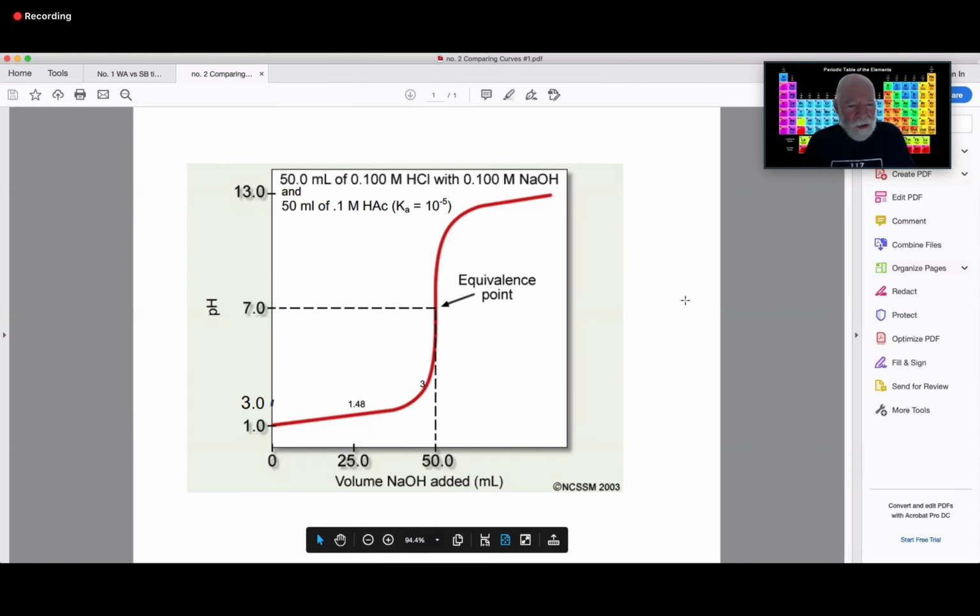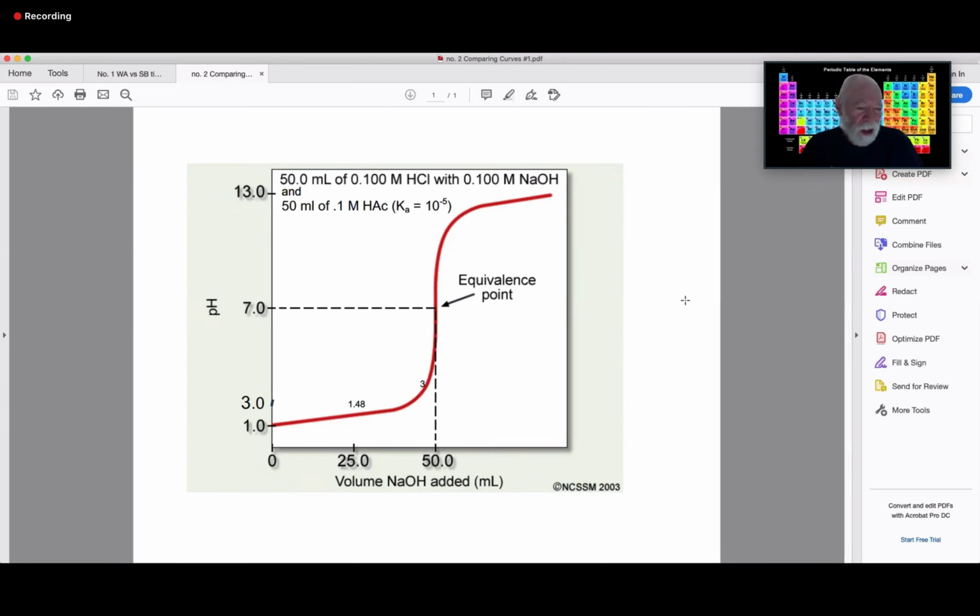Okay, so what you're looking at, in red, is the strong acid, strong base curve that we got from Tuesday. And notice what I added to it is, notice the start. The starting pH of a weak acid is 3. So it was 1 for a strong acid, notice it's 3 for a weak acid.